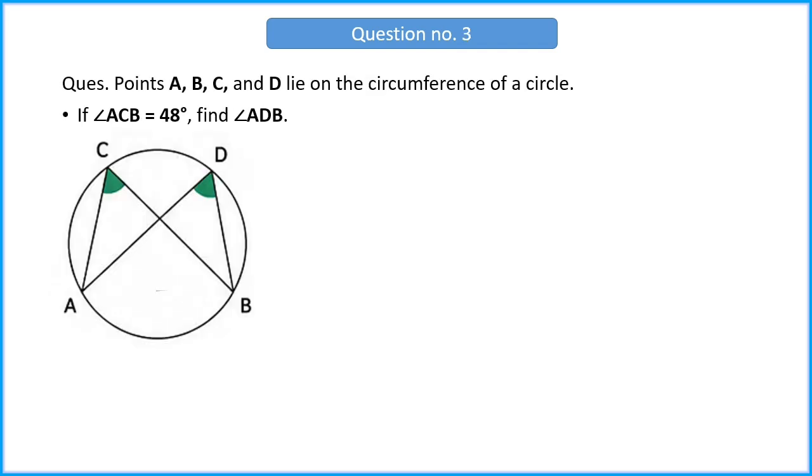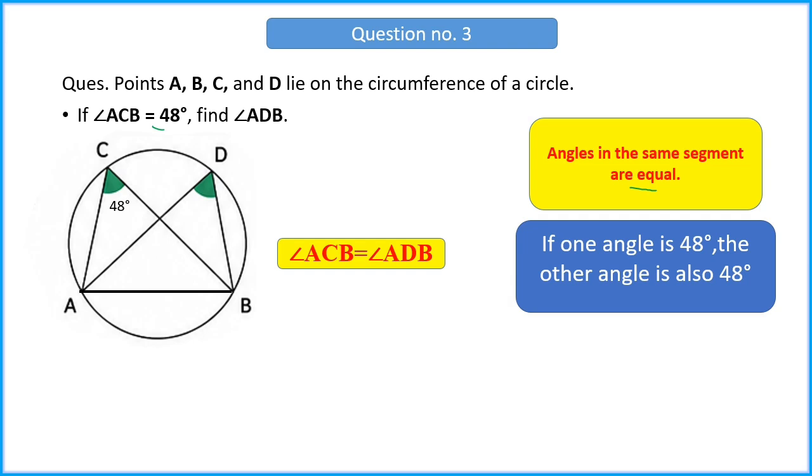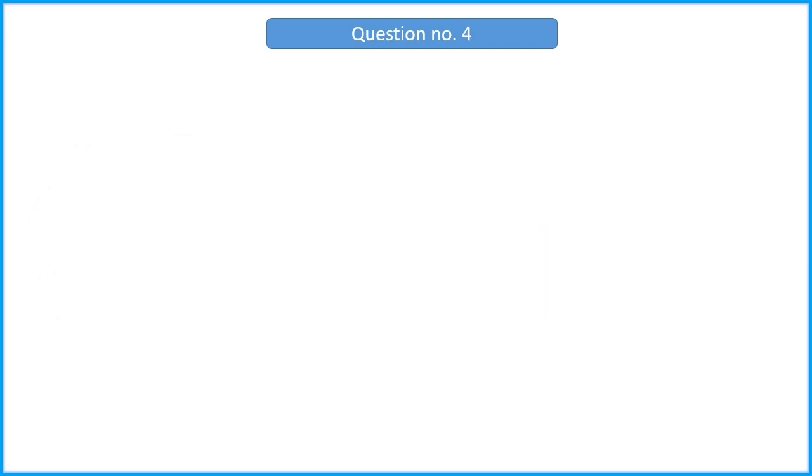These two angles stand on the same chord. According to the angles in the same segment theorem, they are equal. Since angle ACB is 48 degrees, angle ADB is also 48 degrees. Answer, 48 degrees. Question 4.